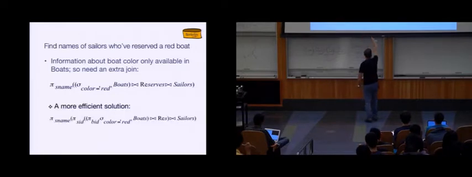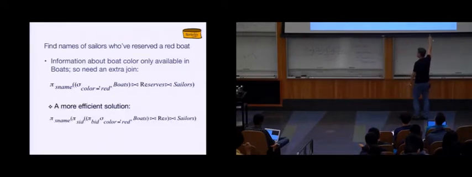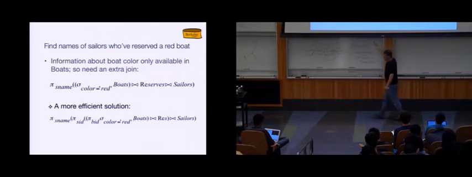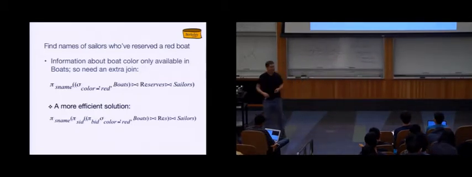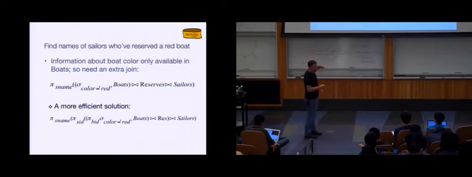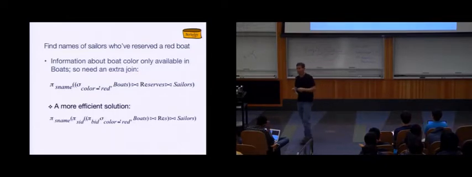I just need to know the sailor ID so I can join it with the sailor table. And then the result of that will project down to sname. So in some sense, we added some projections. Another way to look at this is we kind of pushed the projections down. At the end, we were going to throw away everything but sname. So what I did is I started throwing things away earlier. In fact, as early as possible.